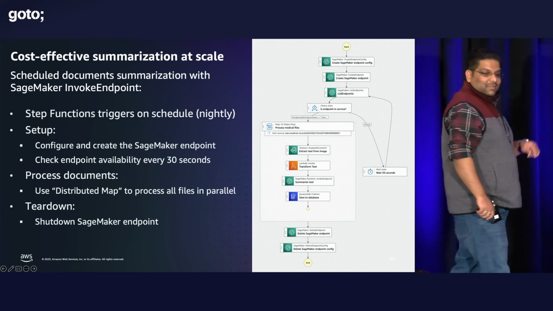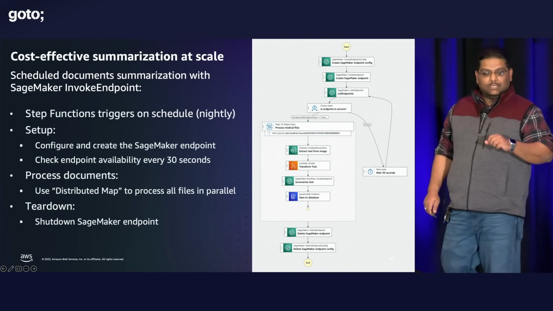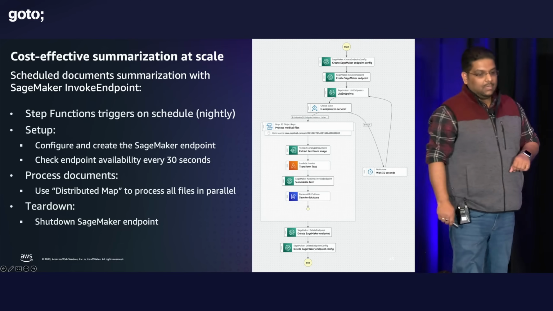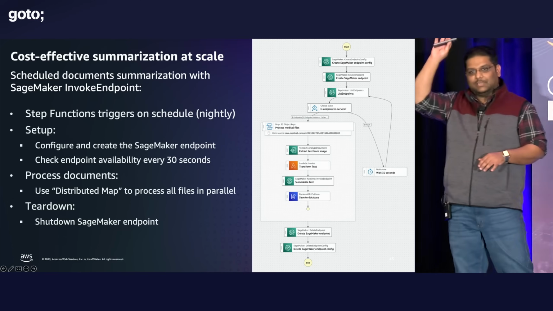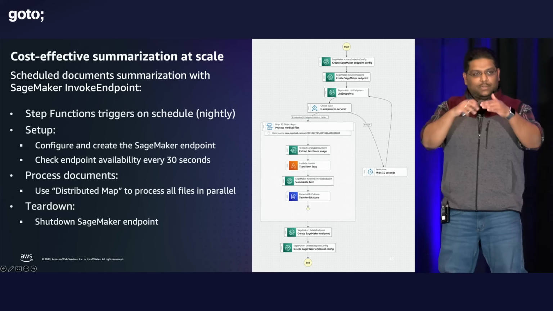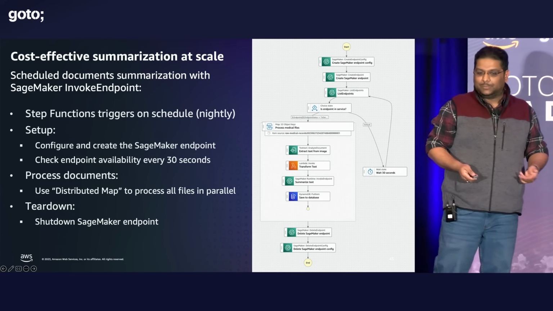Here is a cost-effective technique where you can summarize at scale, and you can schedule document summarization with a SageMaker endpoint. So think of it as if you have written some tests: you set up the test, you run your test, and then you tear down. So apply the same principle here.